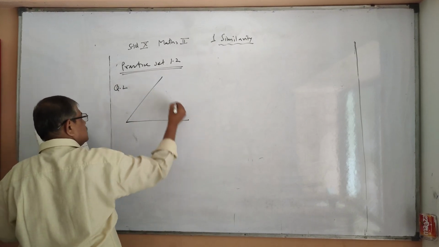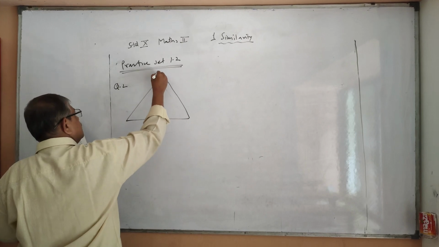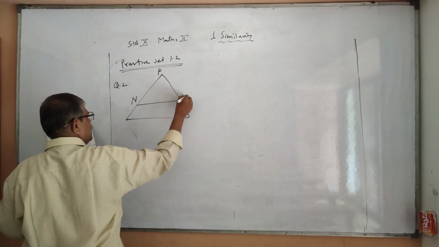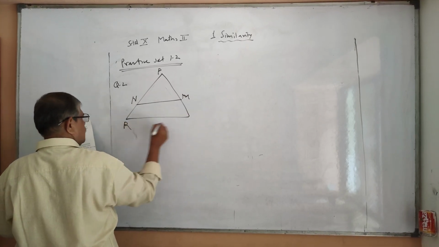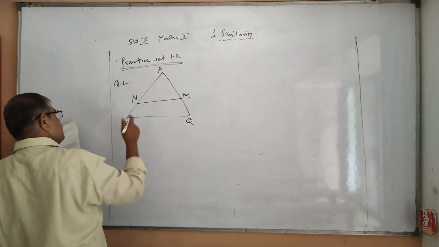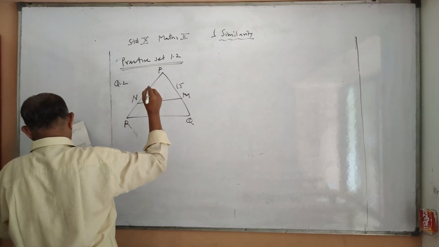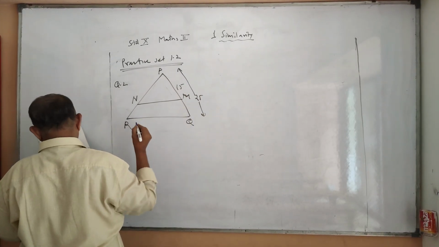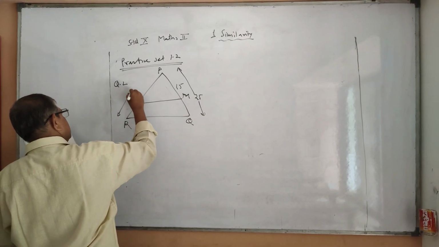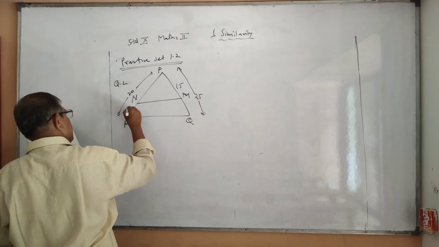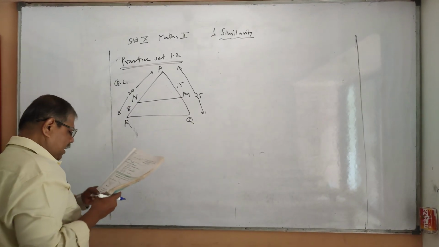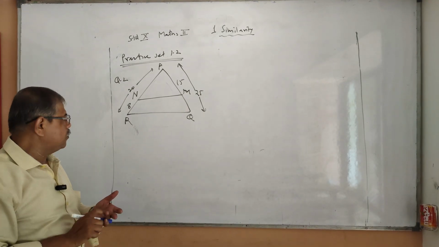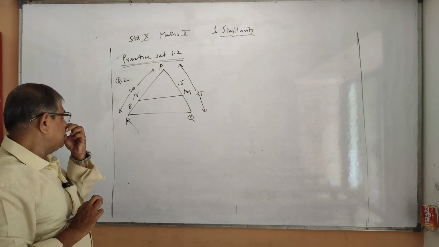They are given that PM is 15, PQ is 25, PR is 20 and NR is 8. We have to state whether the line NM is parallel to side RQ and give the reason. That means we have to prove it, or we have to check whether NM is parallel to RQ.